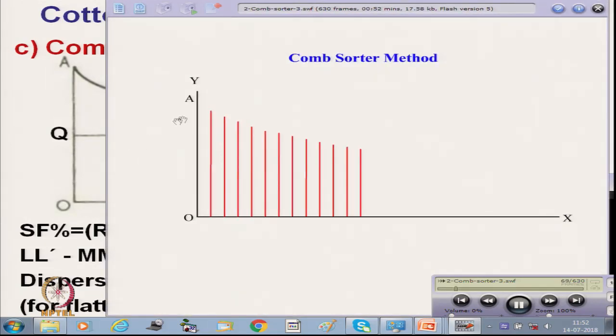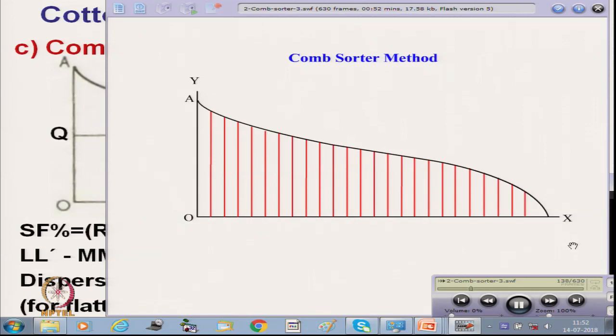Now, starting with the longest fiber as I have shown, we are aligning the fibers in an even way. This is the Schotter diagram. Now, OA is the length of the longest fiber. Q is the point which is the midpoint of OA, and from Q we draw a line parallel to the horizontal x axis, which intersects the curve at a point P dash.